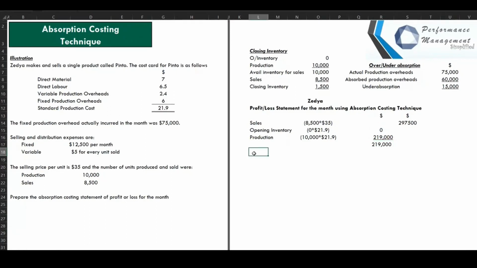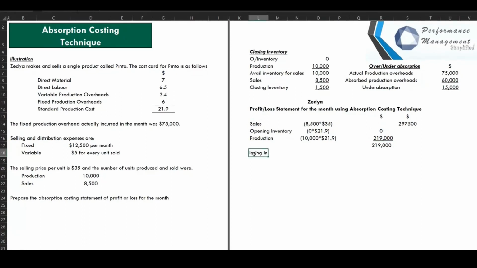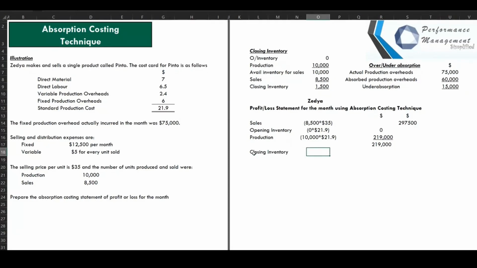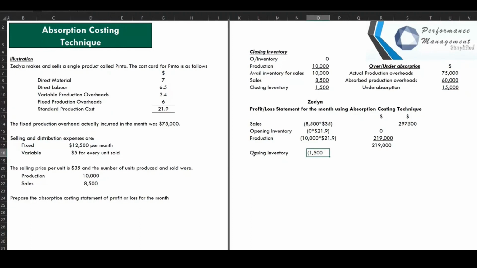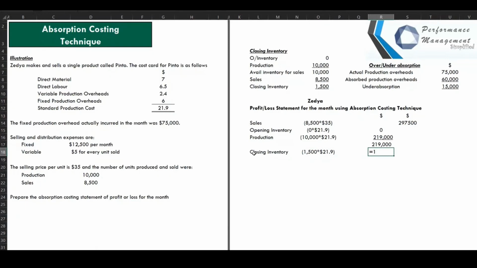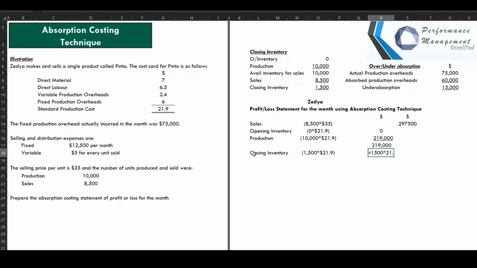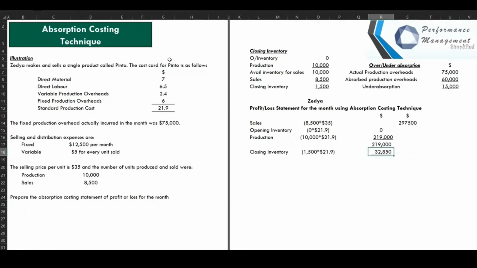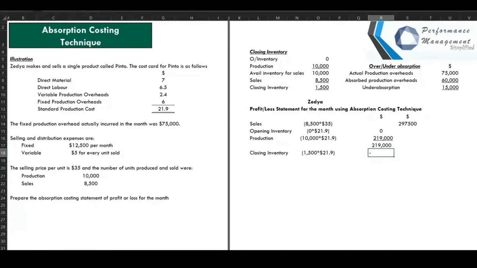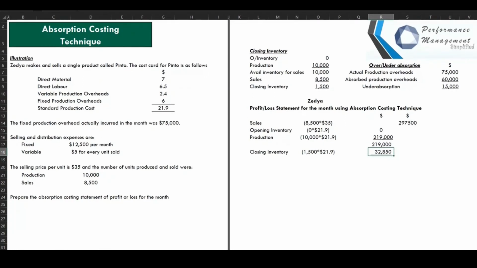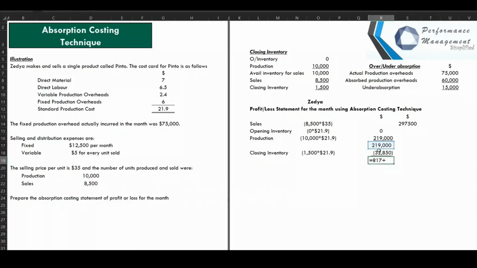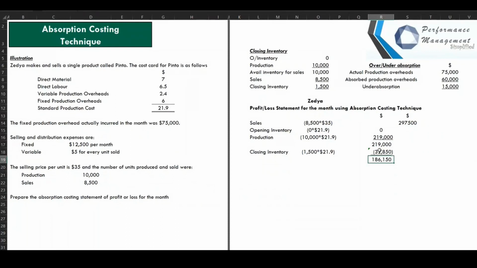So the next thing we have on the statement is the closing inventory. Valuation of the closing inventory. We had earlier computed our closing inventory to be 1,500, and we will be valuing at the same cost of 21.9. So that will be 1,500 multiplied by 21.9. You can simply put that in a negative amount to show it in proper perspective. All right, there we have it. So I deduct from 219,000 the 32,850. So we have 186,150 there.